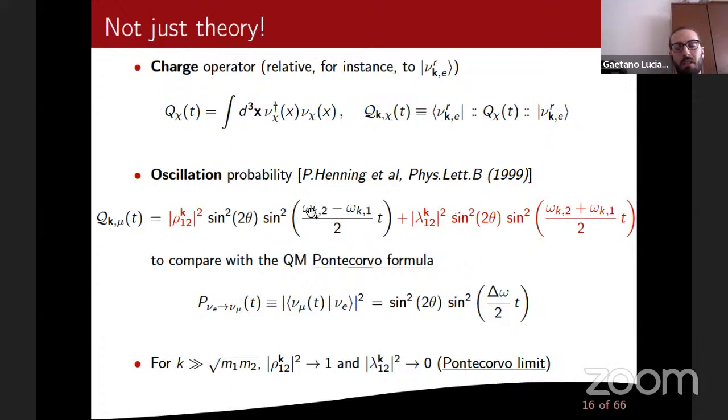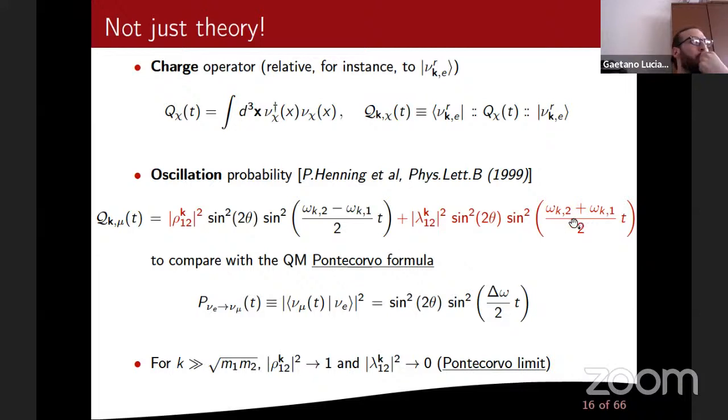This is exactly the term we have in the quantum mechanical limit. But now, because of the Bogoliubov transformation, we also have these additional terms, this Bogoliubov coefficient here and this Bogoliubov coefficient here, which multiplies sine squared of 2θ and sine squared of a term which is proportional to the sum of the frequencies, or if you want, the sum of the masses of the two particles. So while the standard term is proportional to the difference, this extra contribution, which is an exquisitely theoretical contribution, is proportional to the sum of the masses.